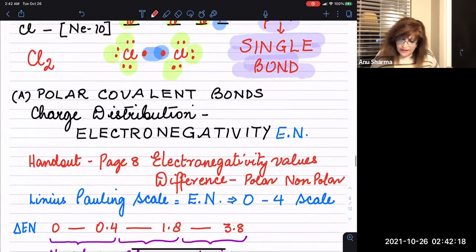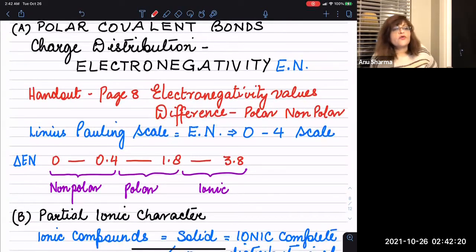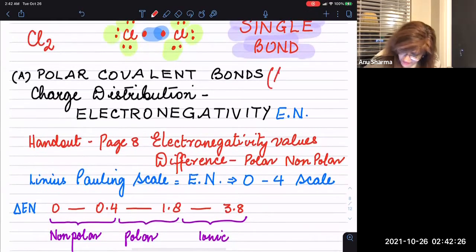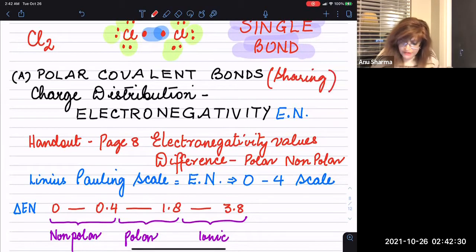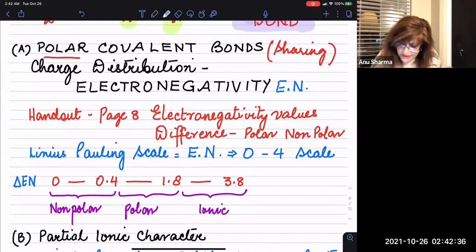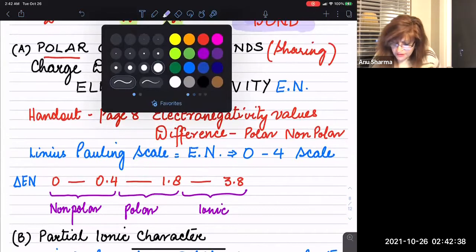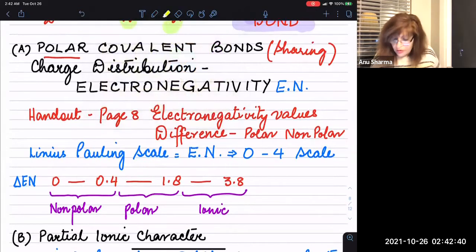Next, we're going to look at the polar covalent bonds. Now, what are polar covalent bonds? Covalent bonds are formed by sharing, but polar means unequal sharing of electrons. It all depends on the electronegativity of the atoms, whether these are going to be shared equally or unequally.